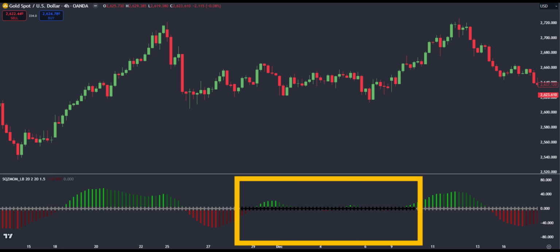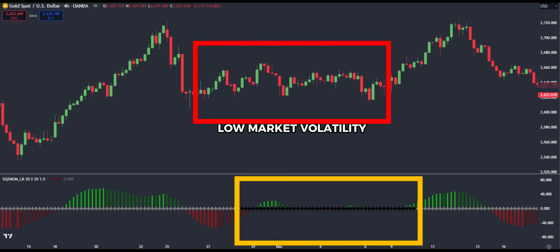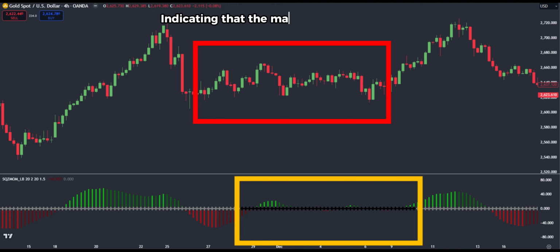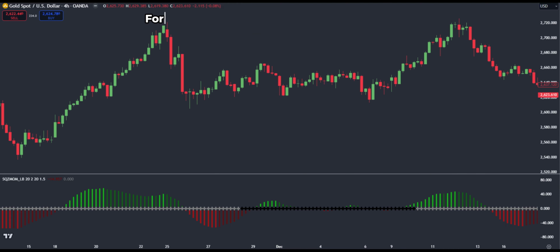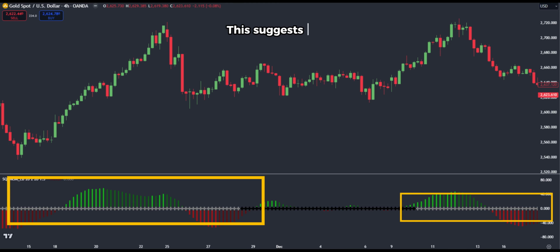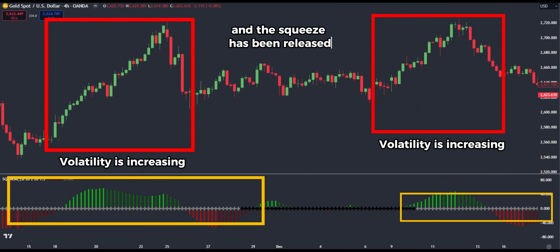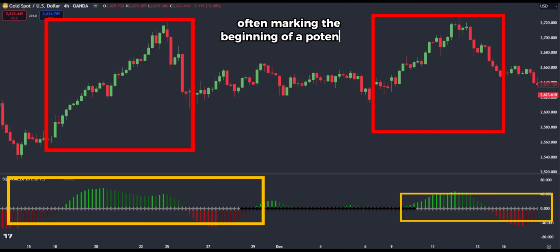For black dots: these appear when the Bollinger Bands are within the Keltner channels, signaling low market volatility. This is referred to as a squeeze, indicating that the market is in a phase of consolidation with limited price movement. For gray dots: these indicate that the Bollinger Bands have moved outside the Keltner channels. This suggests that volatility is increasing and the squeeze has been released, often marking the beginning of a potential market breakout.